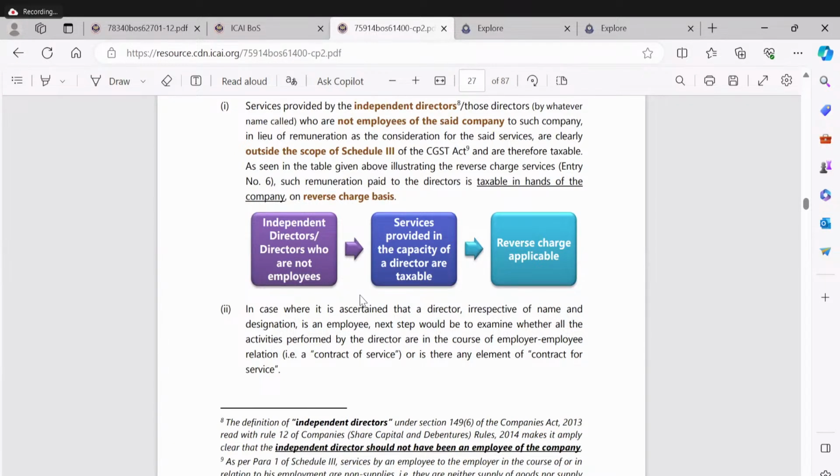Services will be considered as neither supply of goods nor supply of services, and therefore they will not be considered as supply per se. Now, if they are not supply, they will not be liable to GST and no GST will be payable. So the question of forward charge, reverse charge will not be there, and the services provided by that particular director will not be subject to GST.